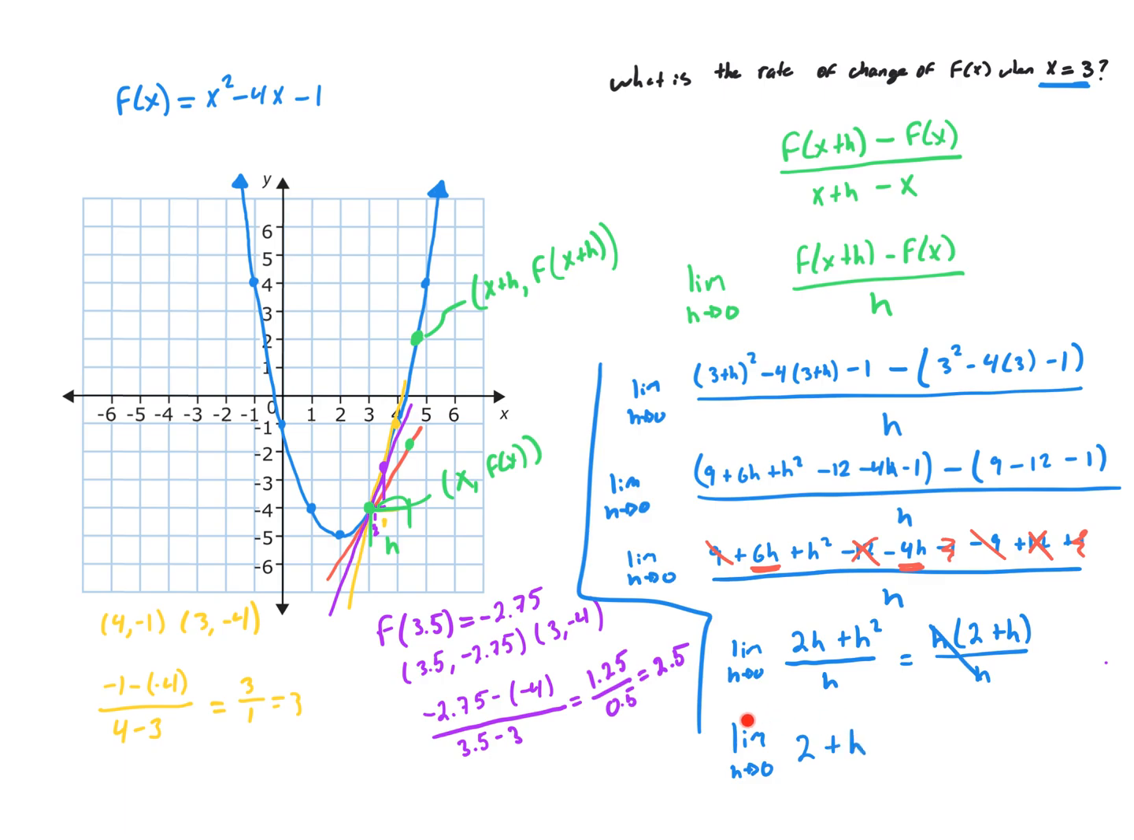Well, now we can evaluate this. What does 2 plus h come out to be as this h gets so close to 0 that it really pretty much becomes 0? So pretty much what we're doing is we're just going to plug in that 0 in here for h. What does this come out to be? Well, it would just come out to be 2. The limit of that would just be 2. So the slope of this red line that we're looking for over here is 2.